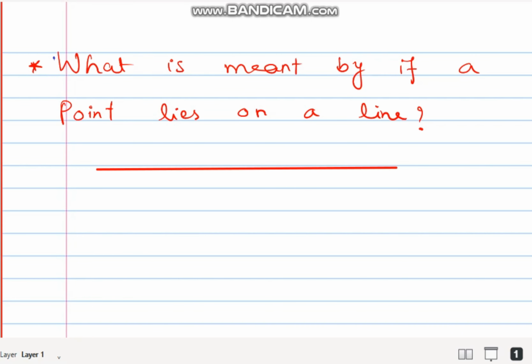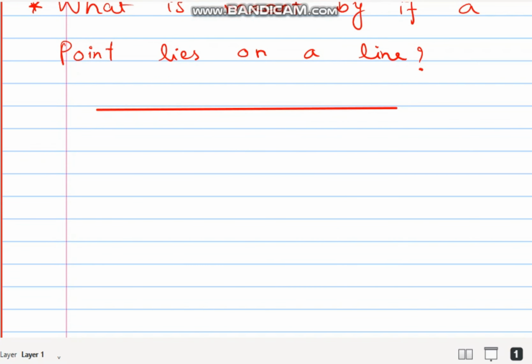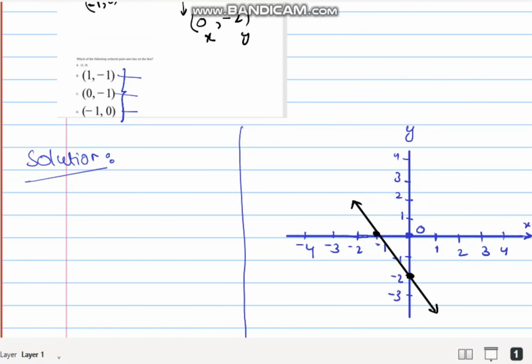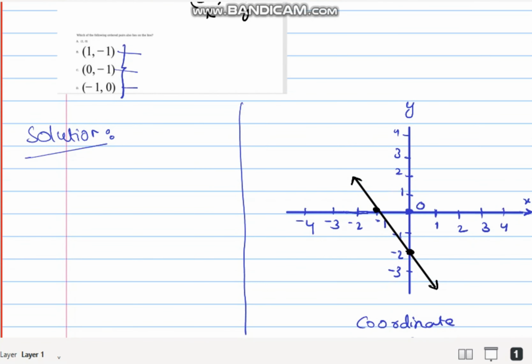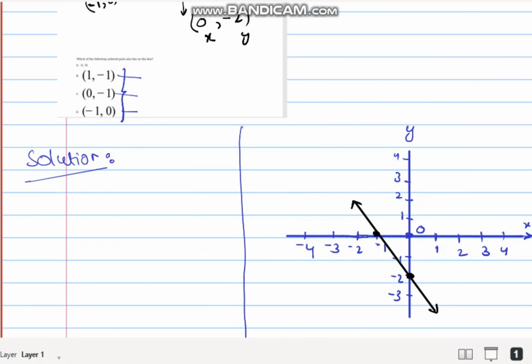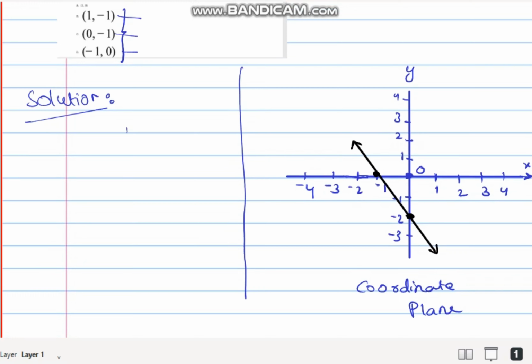So if someone asks you what it means for a point to lie on the line, this is a point that lies on the line. This point lies on the line. Now tell me, does this point lie on the line or not? This is point A. Does it lie on the line? Is 1, minus 1. Now let me check for 1 and minus 1. This is option A.